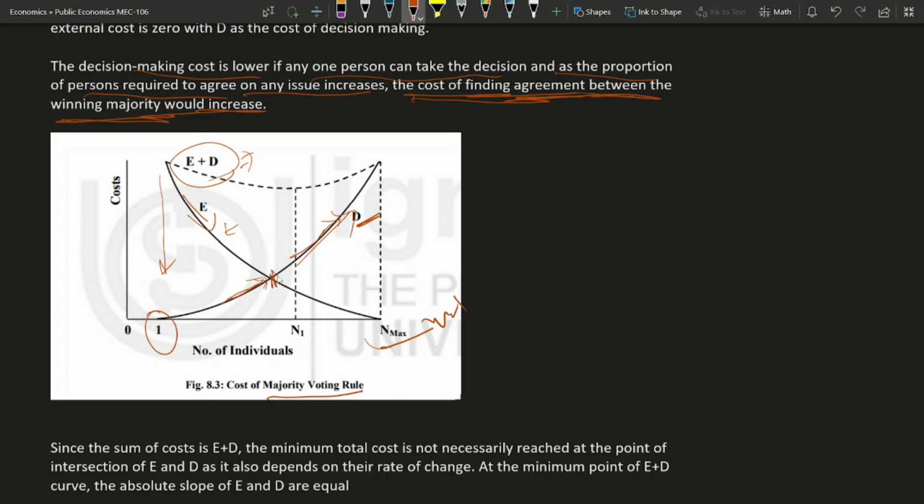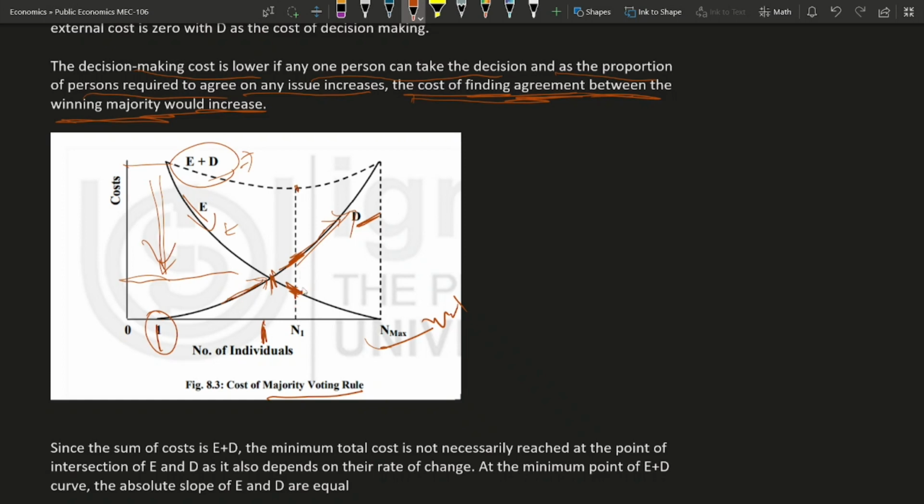So up to this point, when we go from here to here, D only rises this much, but E has fallen this much in total. So the fall in E is greater than the rise in D. And the same situation continues up to this point. This point makes the equal slope. This is definitely a positive slope and this is a negative slope, but we are only talking about the absolute value of the slope. So at this point N1, the slope of D is equal to the absolute slope of E. And at this point, the total cost becomes minimum. E plus D is the minimum at this point.